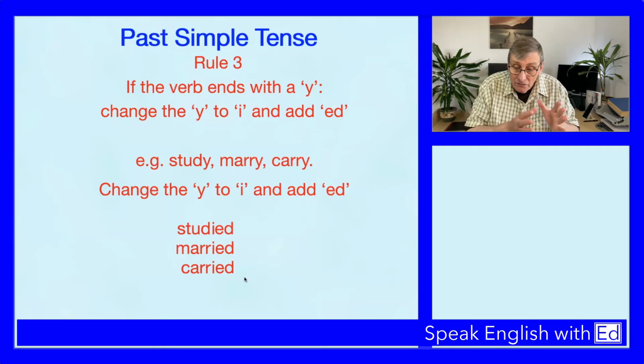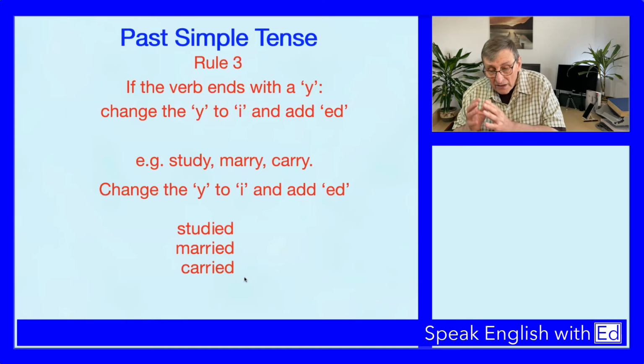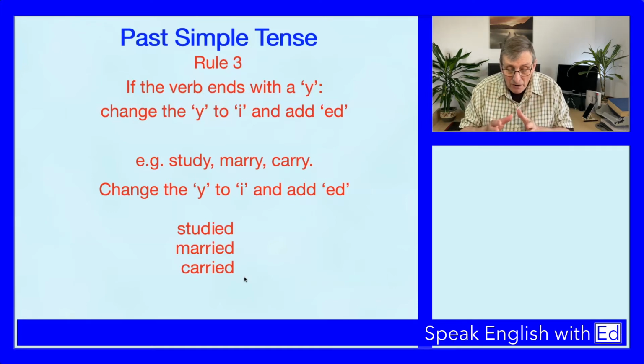All refer to the past tense now. Study, S-T-U-D-Y. To make it into the past tense, I-E-D. Remove the Y, change it for an I, and then add ed. So you've got studied. Same for marry. Remove the Y, put an I in its place, and then add ed. And carry. Change the Y, put an I in its place, and add ed. Studied, married, and carried.